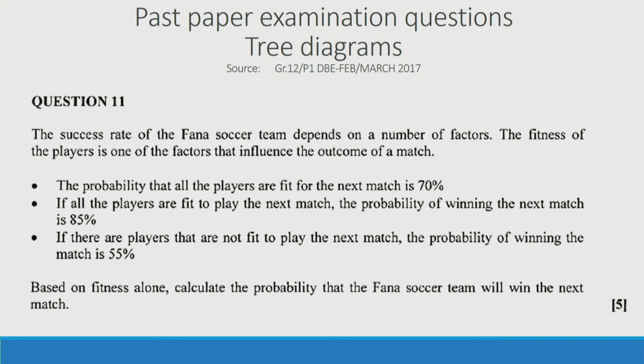Now this is an example of a dependent tree diagram. This is a classic example of a dependent tree diagram. Why is it dependent? Because the probability of one event depends on the other. So what do I mean by that? In order for this soccer team to win a particular match, that is based on the fitness level of the players. So fitness affects the probability of winning a match.